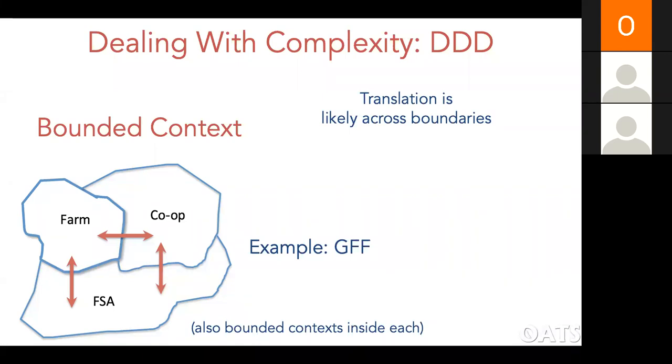So then the co-op has to have yet a fourth layer, like the client, grower, farm, and field or something. So in other words, there isn't one right way to do it. And when you cross these boundaries, you inevitably have to translate things. You cannot share the same model because it doesn't work.